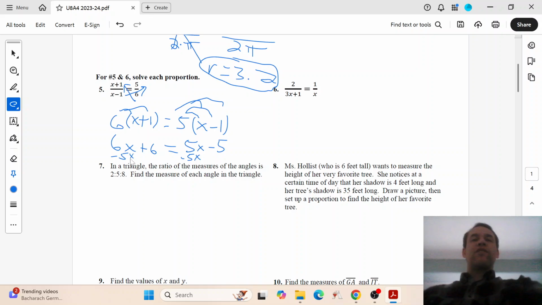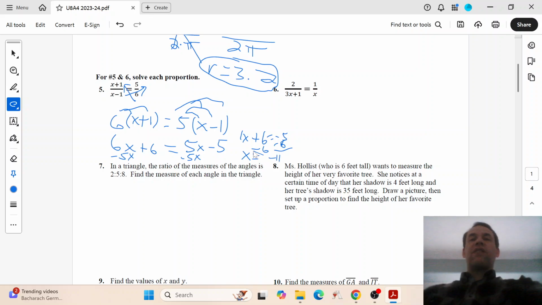So 6x minus 5x is 1x. So now we have 1x plus 6 is equal to negative 5. And then we'll minus 6 to the other side. What'd you get? Did you get negative 11? X equals negative 11. Because we minus that 6 to the other side.